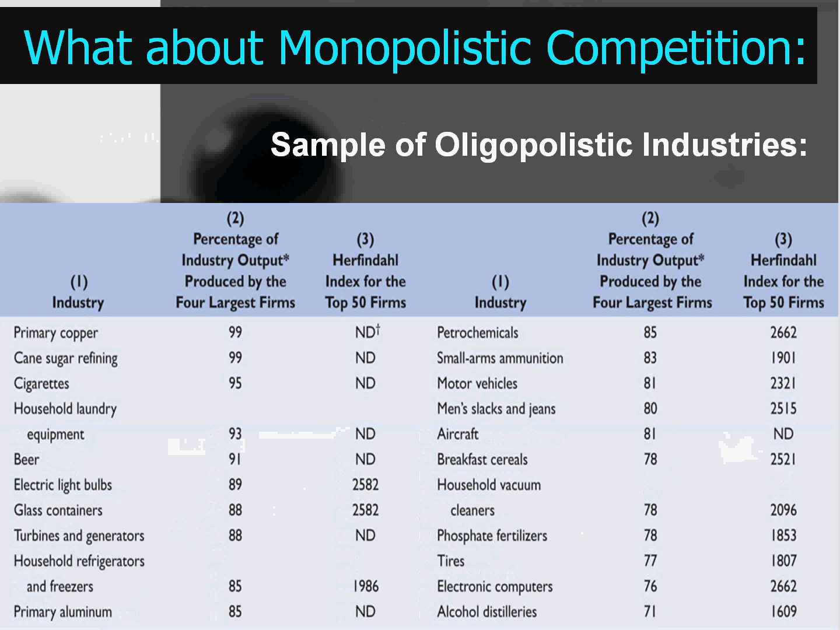Some samples of oligopolistic industries are as follows. As you can see here, the four largest producers of beer comprise 91% of the market. In regards to aircraft, it's 81%, and alcohol distilleries, 71%. These are considered oligopolistic, where only a handful comprise the vast majority.